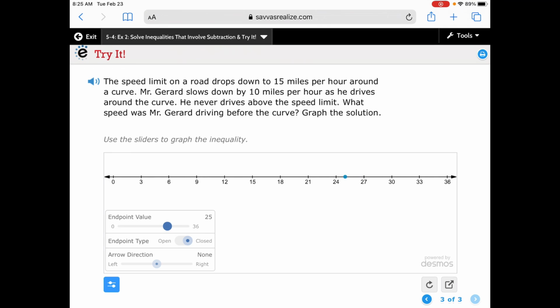It's going to be a closed circle because we have a line underneath. I'm sorry, it's a closed circle, and we're going to be pointing to the left, so that's what our graph should look like. So make sure you have that penciled in as well for page 285.